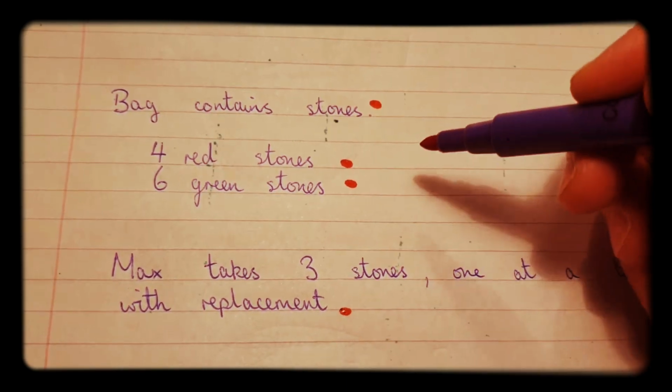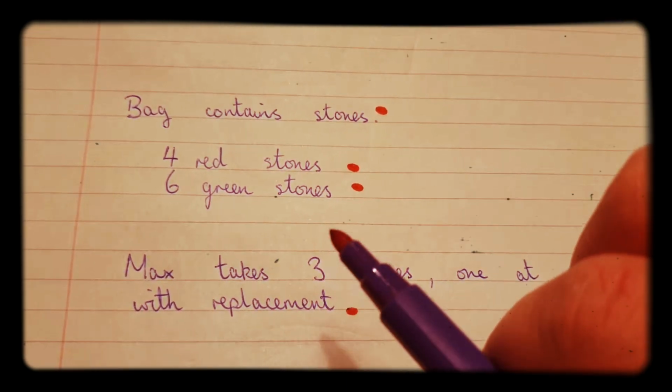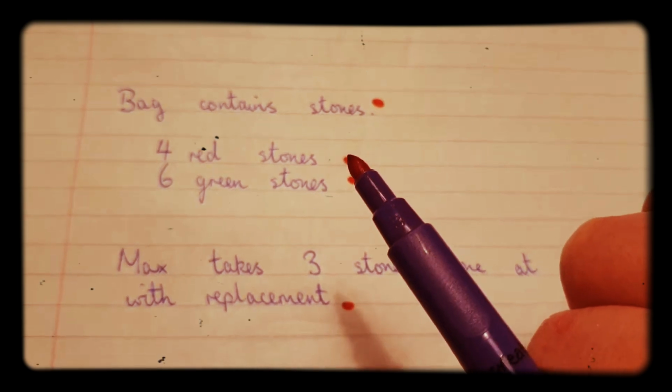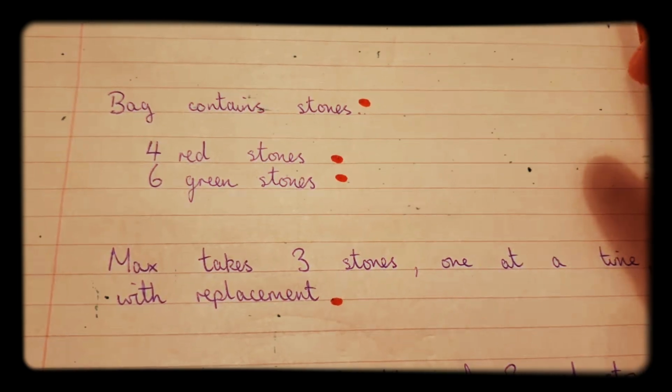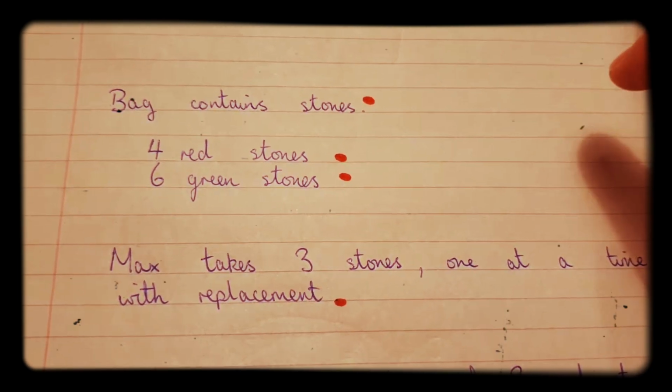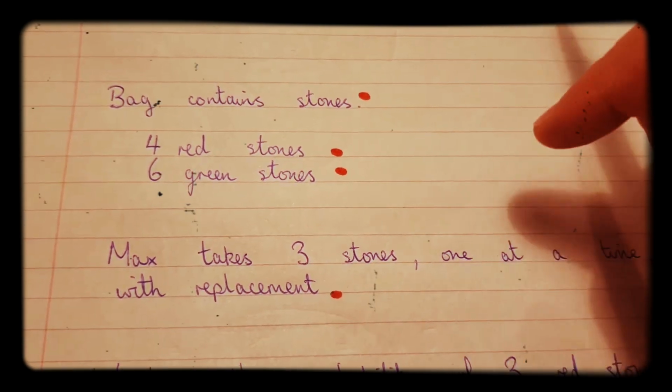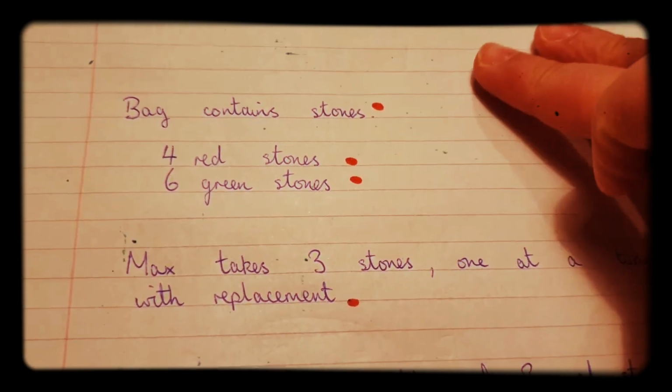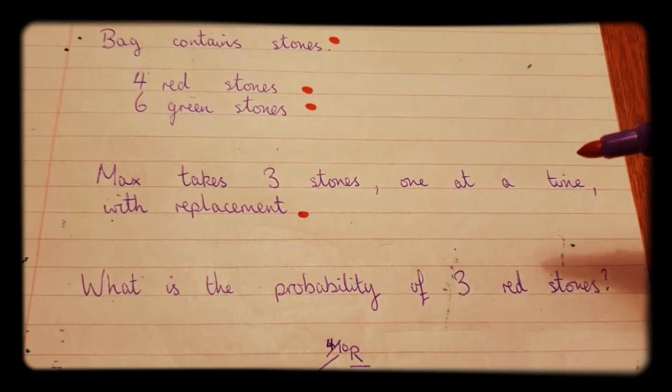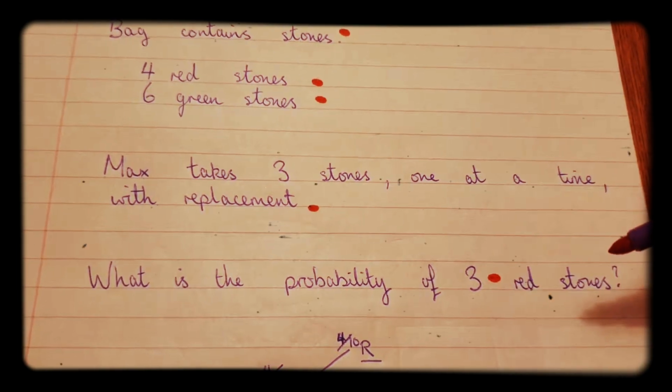What that means is he's going to take a stone out of the bag, and then he's going to put that same stone straight back in the bag. So he's not changing anything in the bag. He's just taking it out, seeing what it is, and putting it straight back. So what's the probability that Max picks out 3 red stones?